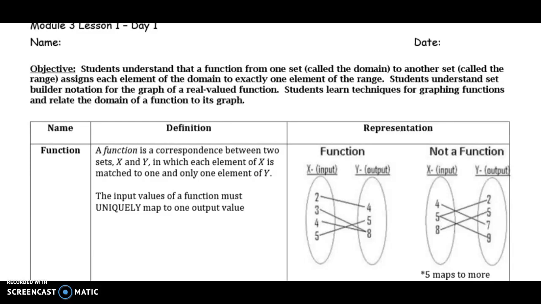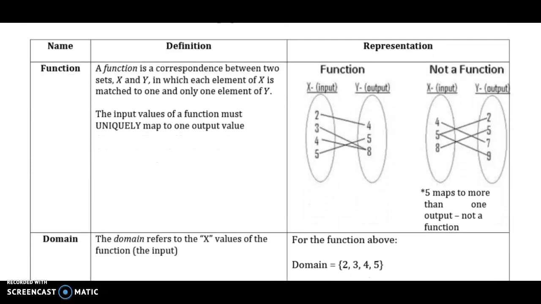So a function will map a number from the domain, or your set of x's and inputs, into another set called the range, which is your outputs or your y values. And we'll practice set builder notation from there. Okay, so you can see a function is a correspondence between two sets x and y, in which each element of x is matched to one and only one element of y.